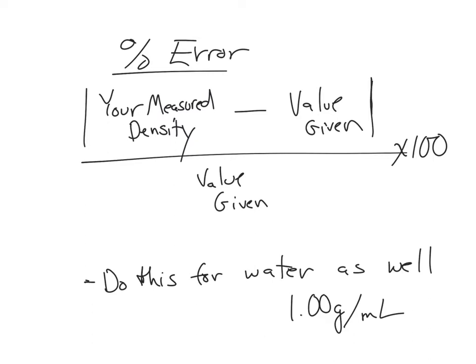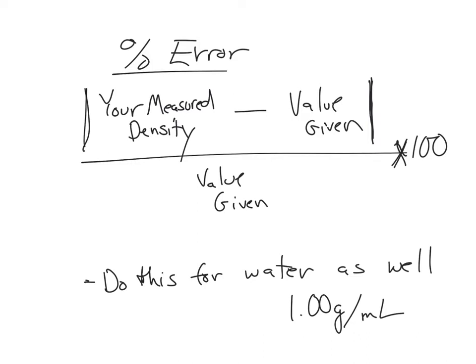And then take that and subtract it from the value that is given. You will notice that this is an absolute value. There are no negative values. We drop the negative if we have one. And then we divide it by that given value again, and we multiply that by 100. That is going to be our percent error for the cube. All right? So hopefully you can find what you had for that.